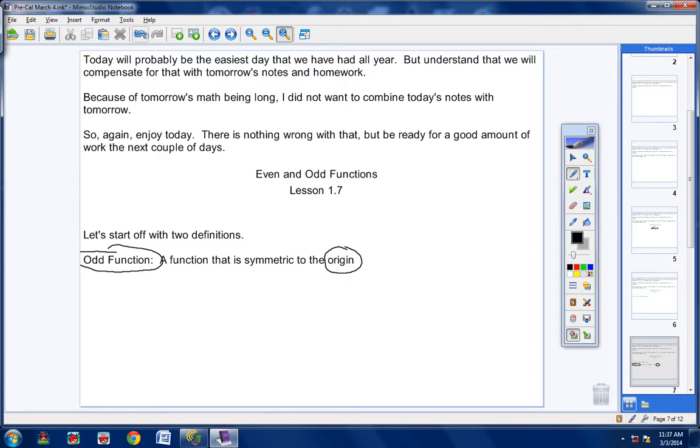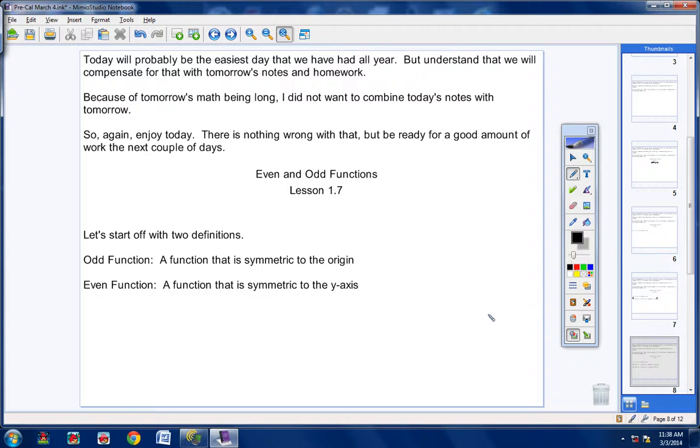Do you know how I remember that? I remember odd starts with the letter O, and origin starts with the letter O. So if it's an odd function, then that means the function is symmetric to the origin, okay? An even function is a function that is symmetric to the y-axis. So an even function is symmetric to the y-axis.